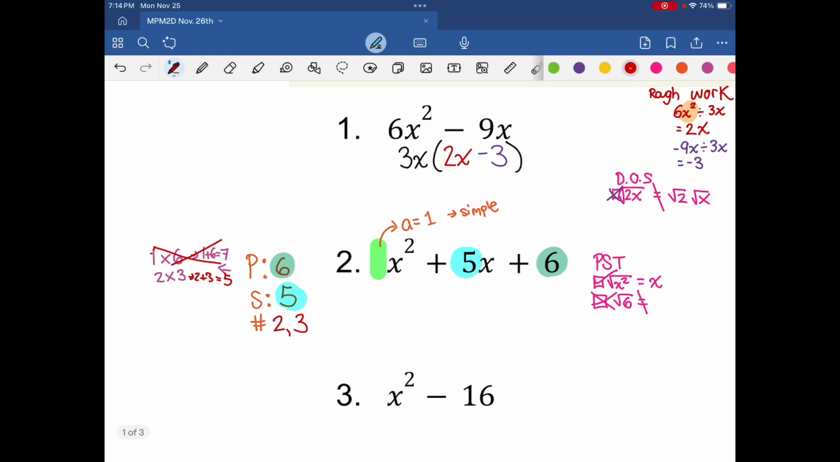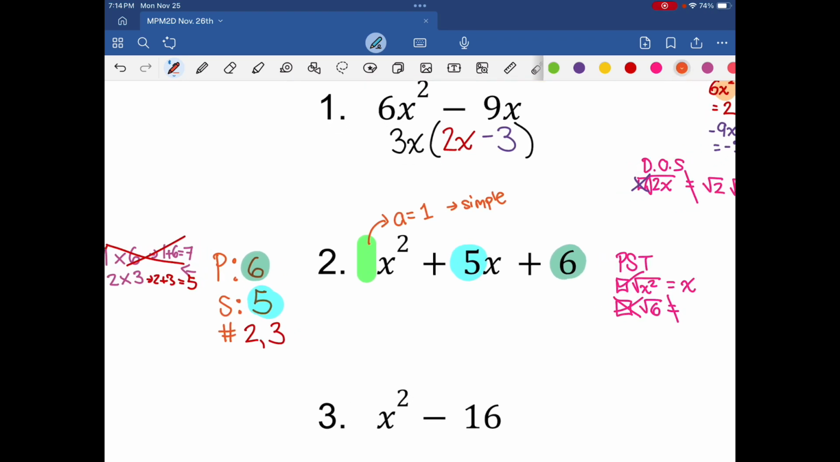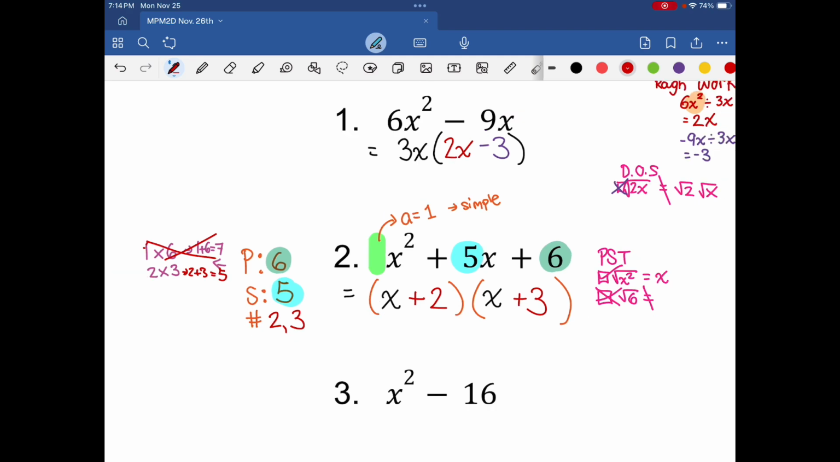And since it's a simple trinomial, we have our brackets. What letter am I working with? I am working with x. x goes in one bracket, x goes in the second bracket. What were my two numbers? The first number was plus 2, the second number was plus 3. And guess what? We're done.